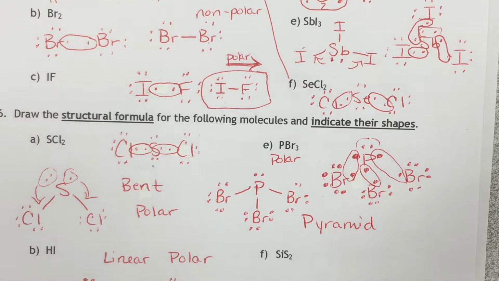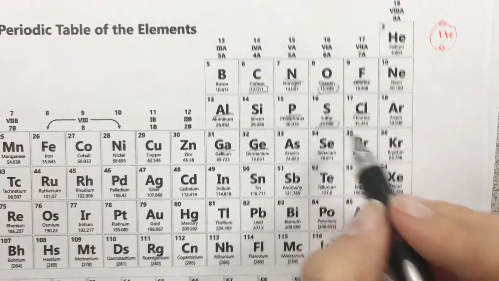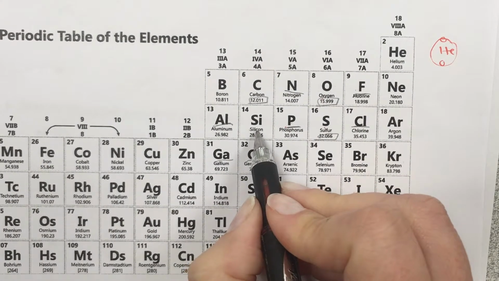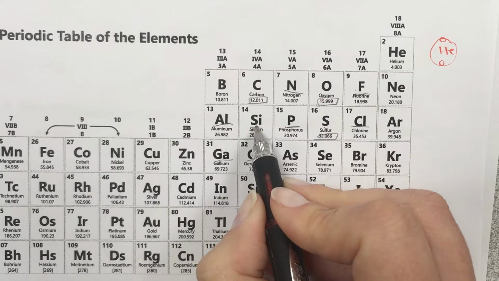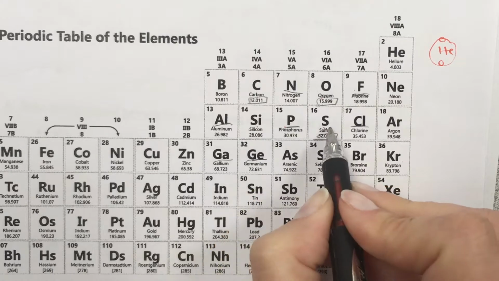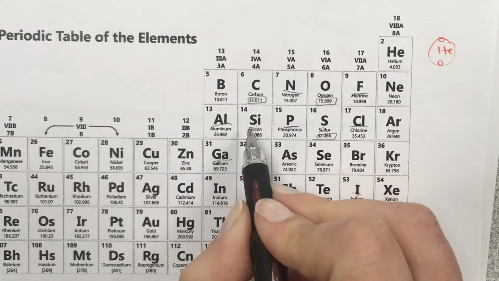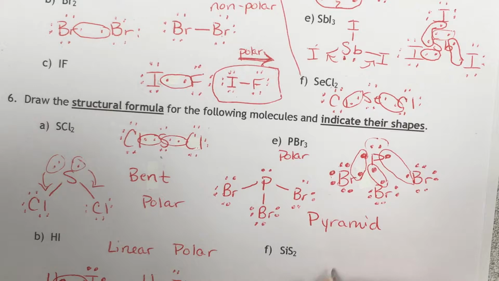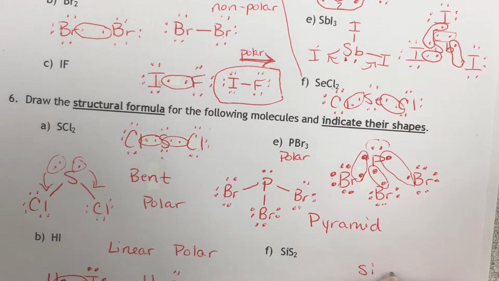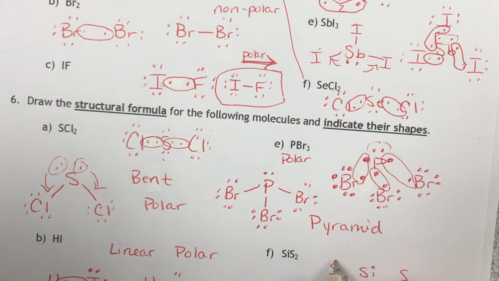and it is polar. Si, S2. So we have silicon here, which has 4 valence electrons, so it needs 4 more to have 8, so 4 more bonds. And then sulfur has 6 valence electrons, so it needs 2 more. So silicon will be in the middle and sulfurs will be on the outside.